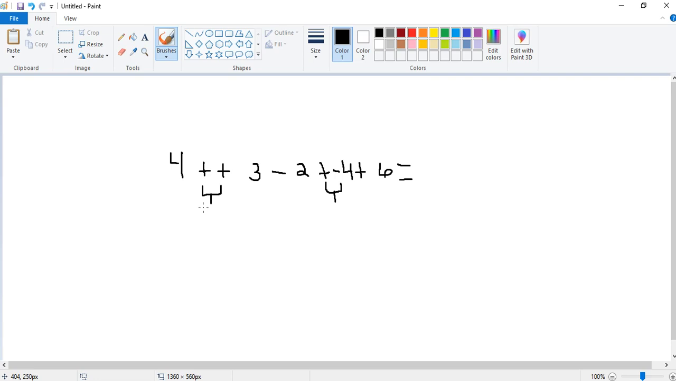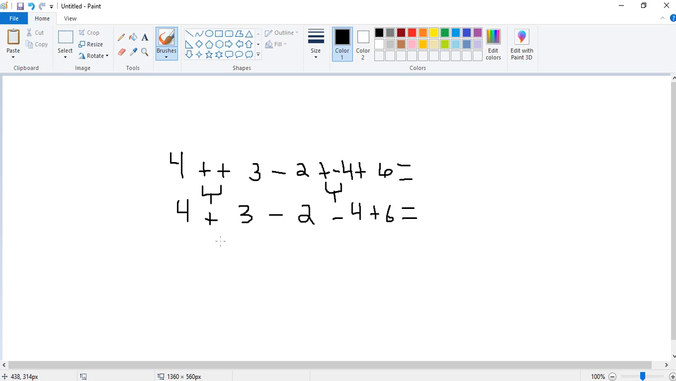So here we have 4 plus positive 3 minus 2 plus negative 4 plus 6. First we have to use the neighbor sign rule, and we have to combine these two positives, which makes only one positive, and combine the positive and negative, which creates a negative. So that's 4 plus 3 minus 2 minus 4 plus 6.